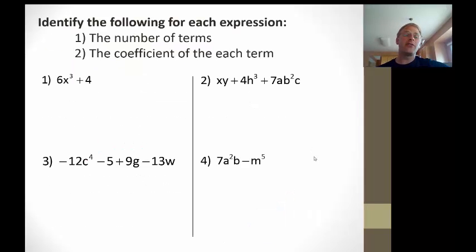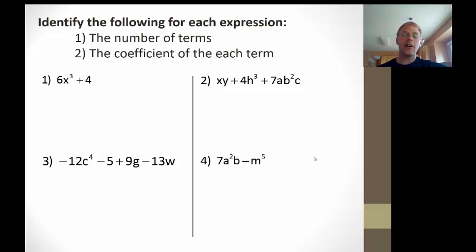Great. So now that we've walked through some examples here, I want you to try some on your own. In a second, I'm going to ask you to pause the video, and what I want you to do for each of these algebraic expressions below, I want you to identify the number of terms, and I want you to identify the coefficient of each term. So, get ready and pause.